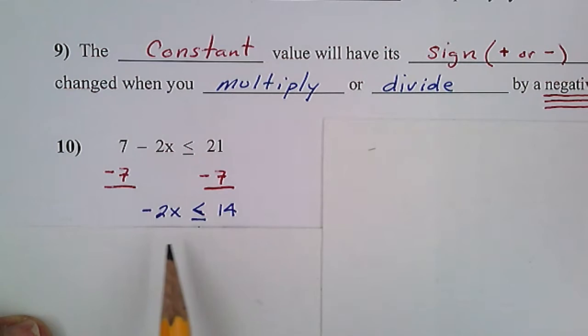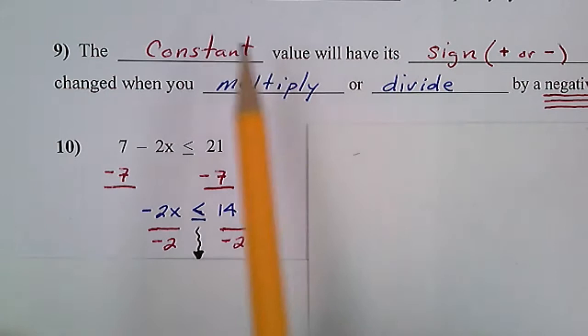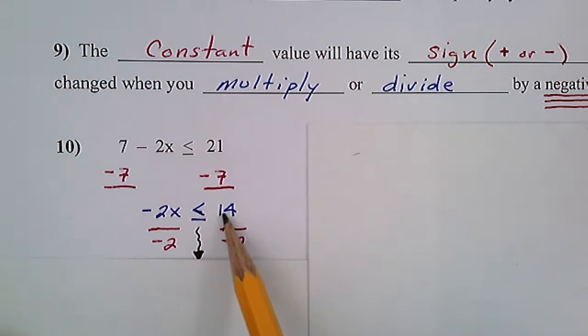Now, this is my constant. There's no variable next to it. Right now it's positive. But as soon as I divide by a negative, right? That's what we just said here in rule 9, right? When we divide by a negative, that's going from a positive value and now it's going to become negative. So I have to reverse my symbol.